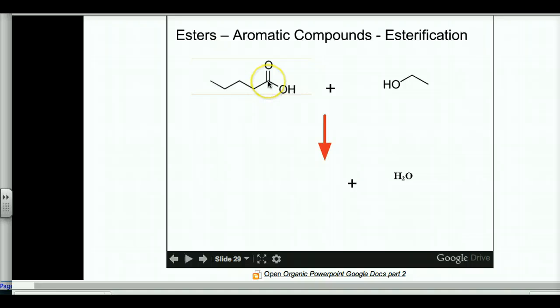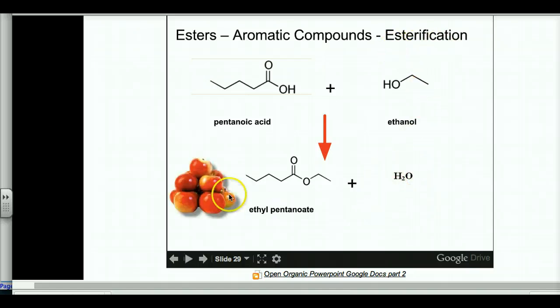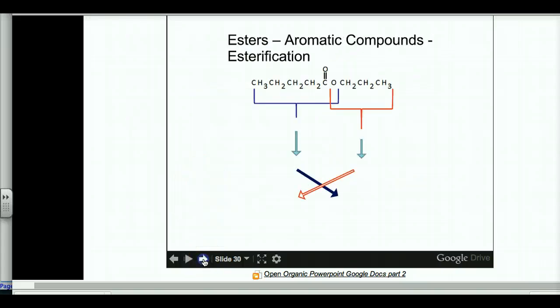Example, 1, 2, 3, 4, butanoic, pentanoic, 1, 2, 3, 4, 5. And this is 1, 2, so this is ethanol. They come together, the water comes out, you push them together, and you can see that this is going to be ethyl pentanoate. The ethyl part comes from the alcohol, and what you do is split it down the middle, and you'll see the alcohol part's here, the acid part is here, and of course the water. It's a dehydration, and we call it esterification. And it's the apple flavor or scent.